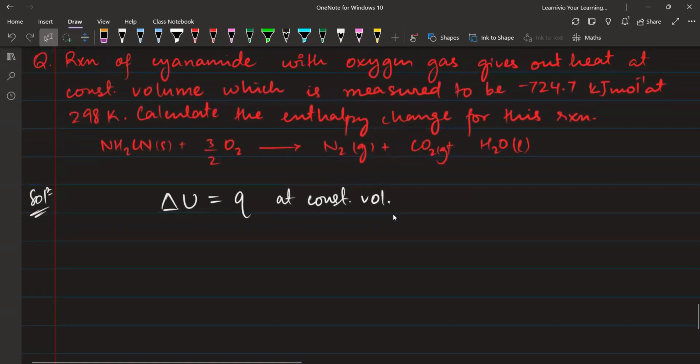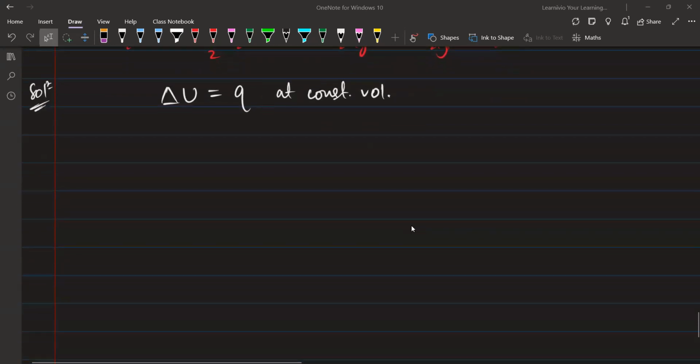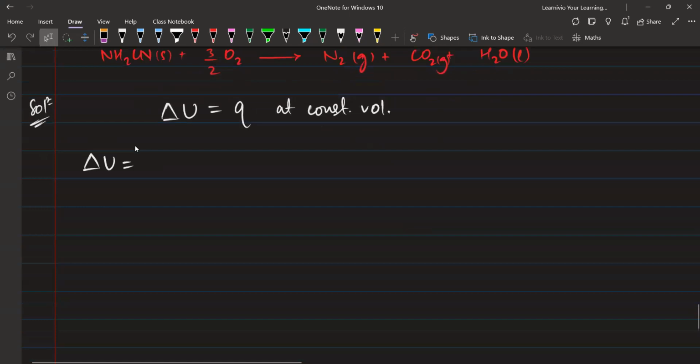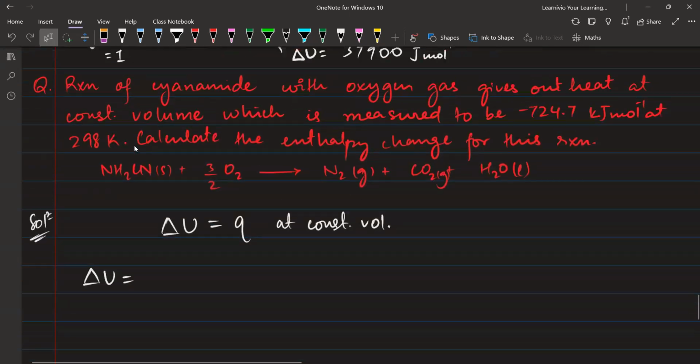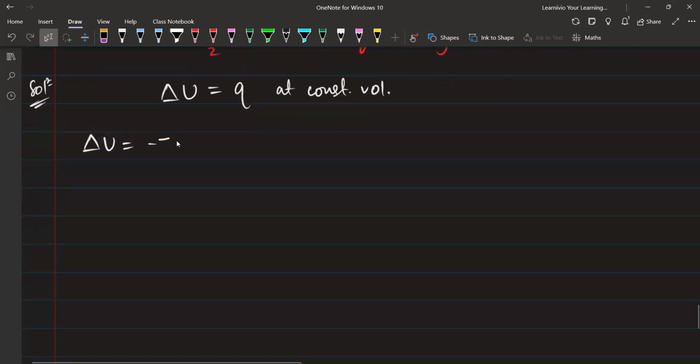Now pay a little attention. Hopefully you have written the question. So we can say that delta U is equal to Q, that is heat given out. What is the heat given out? It is minus 742.7 kilojoule, that will be equal to minus 742,700 joules per mole. The temperature is given as 298 Kelvin, and they are asking the delta H.